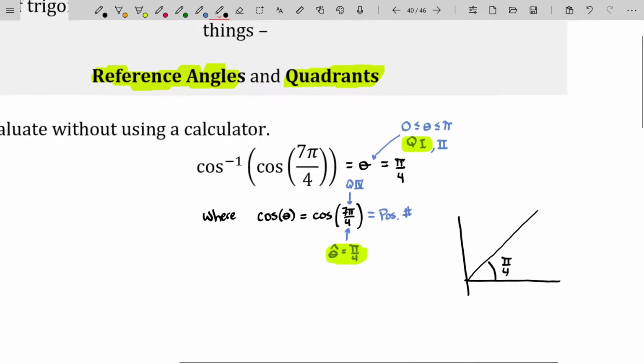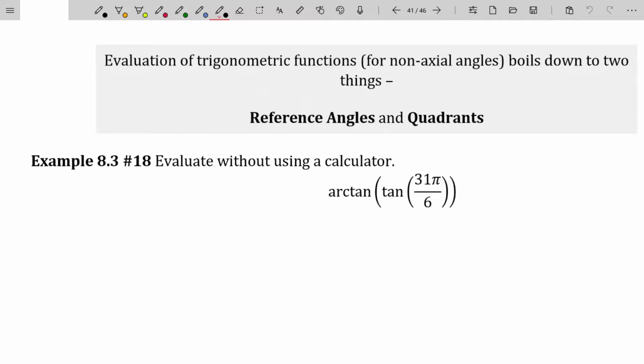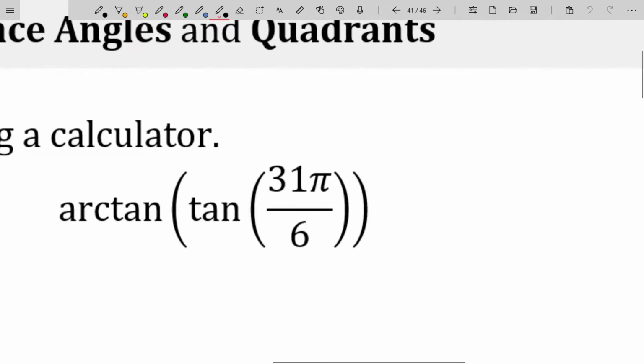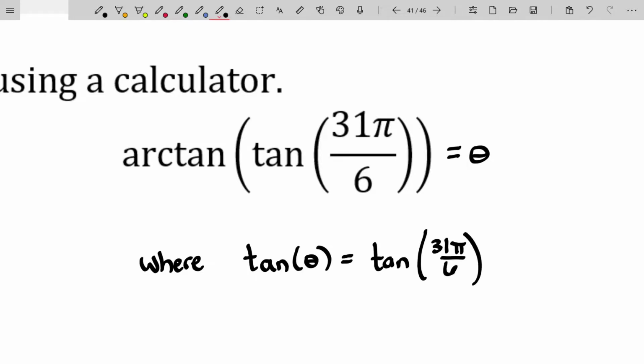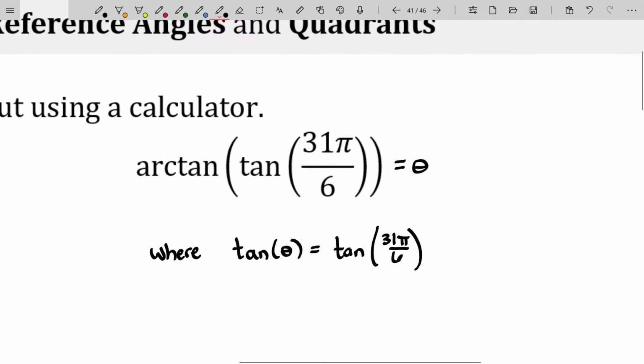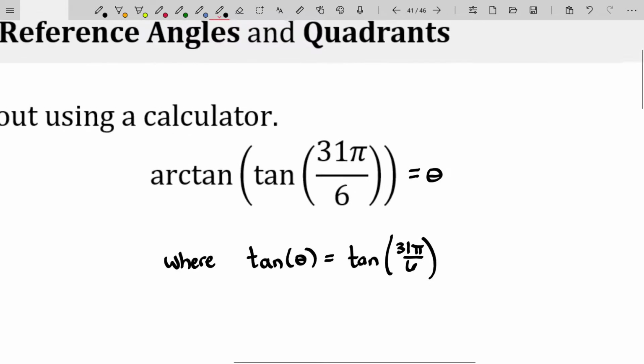All right, let's try another one. The arctangent of the tangent of 31 pi over 6. Now that angle, 31 pi over 6, is so large, I know there's no way the arctangent will ever return an angle that large. The arctangent does return an angle whose tangent must equal the interior function, the tangent of 31 pi over 6. Again, that does not mean your angle is 31 pi over 6, because that angle is way too large.